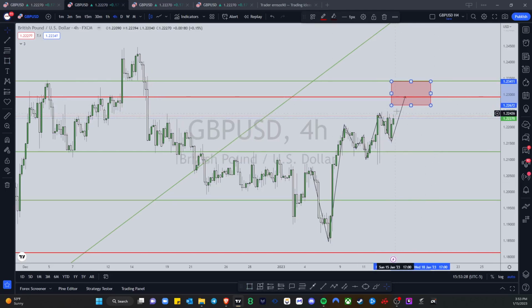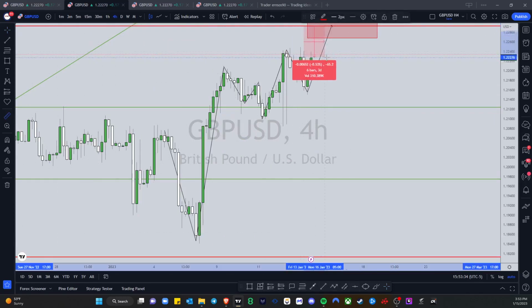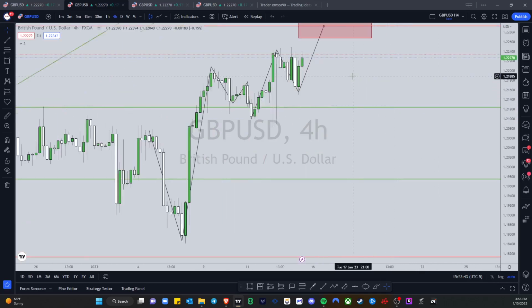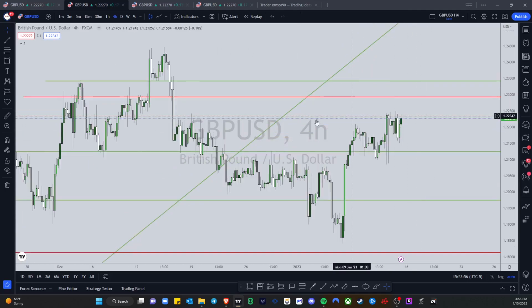So this is what I'm waiting for, which is about how many pips is this? That's about 60 pips. I don't know, 66 pips, give or take. So not a lot. So I'm gonna wait for it to reach this area for me to sell. I'm gonna try to post my analysis on TradingView after I'm done with this video.